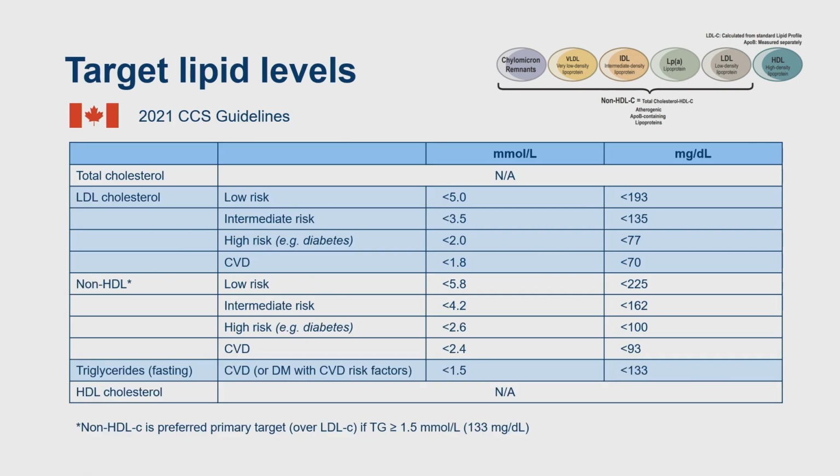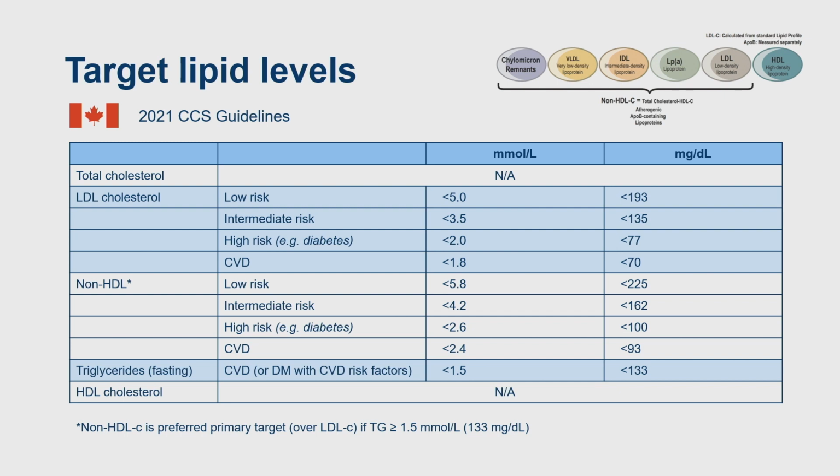So here I'm presenting the targets outlined in the Canadian guidelines just as an overview, but I'm going to go over some of these in a little bit more detail. There are a couple things I wanted to highlight. One, there is no target for total cholesterol, and that is the same in the US guidelines. I think because total cholesterol includes HDL cholesterol, it's not an overly valuable measure for us to be looking at and treating based on.